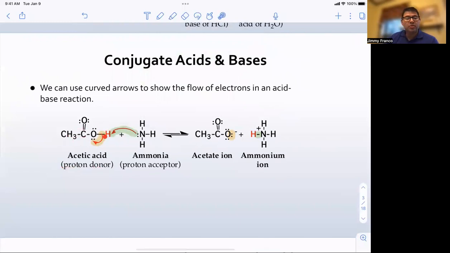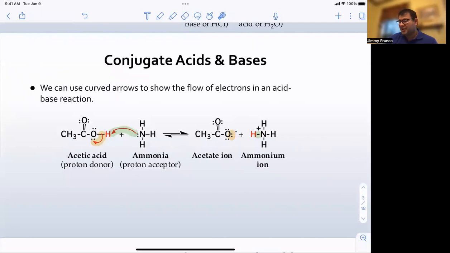Here's the proton we donated to this molecule. So this was our proton acceptor. Here's the proton accepted. All right. So this would be my acid, my base. Now on this side, you can pause the video and write down which would be my conjugate base and my conjugate acid.